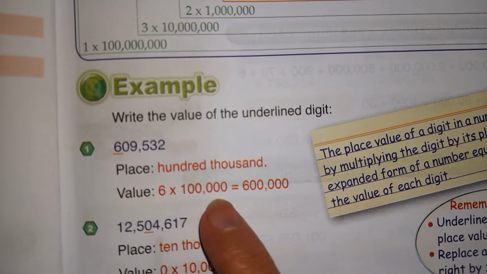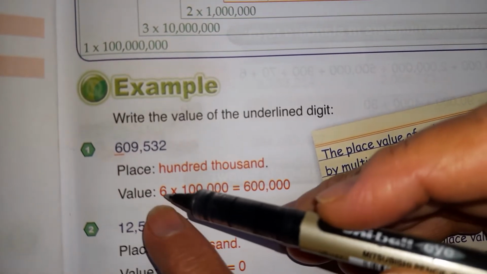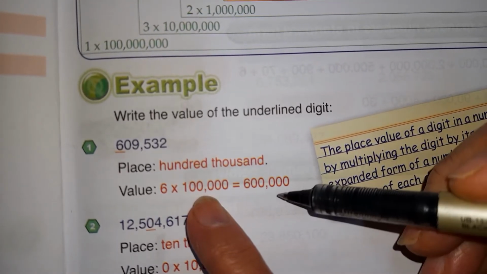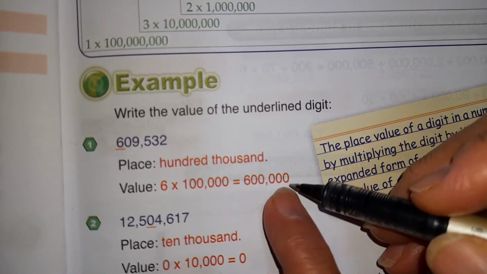So, how will I multiply? I will say 6 times 1. The basic fact I have is 6 times 1. The answer is 6. Then how many zeros will go down? 5 zeros. So it is 600,000.